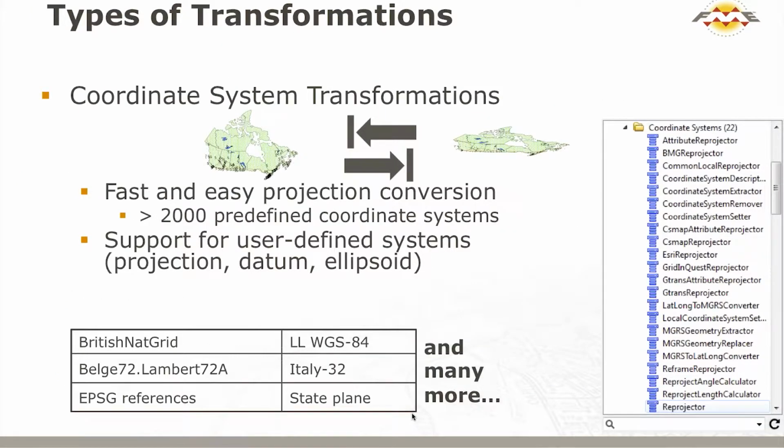And then underlying everything in FME is the ability to do a coordinate system transformation, and we have a wide range of predefined coordinate systems, over 2,000 in fact, and if you were working with a coordinate system that we don't already support, it's relatively easy and straightforward for us to add a new one.